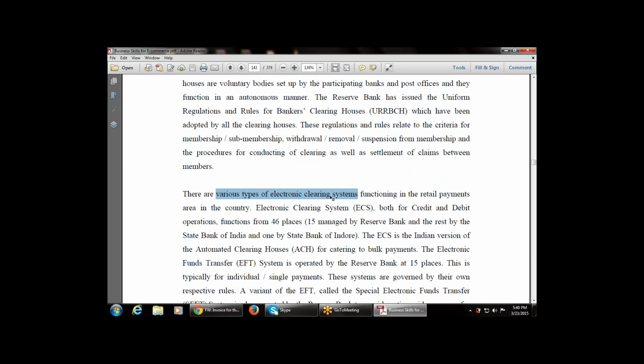There are various types of electronic clearing systems functioning in the retail payment area in the country. ECS, that is the electronic clearing system, for both credit and debit operations, functions from 46 places and is managed by the RBI and the SBI.